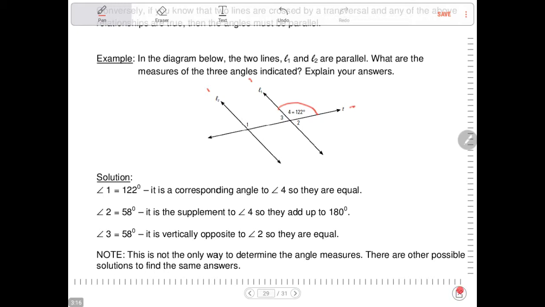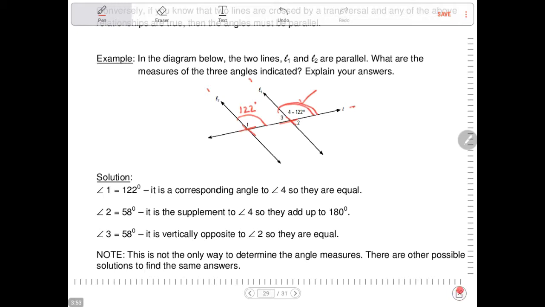If they tell you that angle 4 is 122 degrees, why can I figure out number 1? Well, number 1 is a corresponding angle to number 4. Remember, a corresponding angle is when you have your two intersections. There's an intersection and there's an intersection. If you look at that, angle 4 and angle 1 occupy the top spot in both of those intersections. Therefore, what you know is, if angle 4 is 122, angle 1 is 122 degrees.